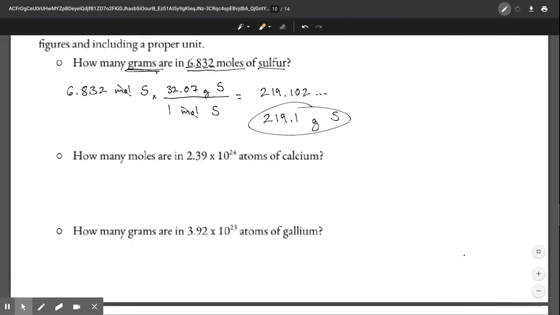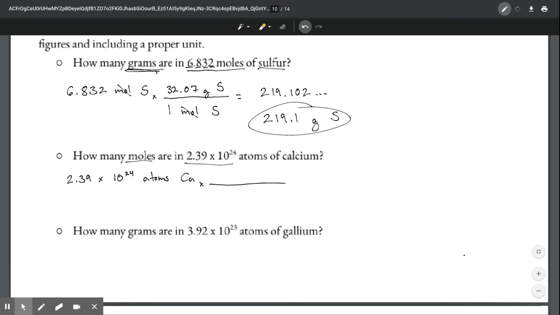How many moles are in 2.39 times 10 to the 24th atoms of calcium? So again, we start with what they're giving us, 2.39 times 10 to the 24 atoms of calcium, which we're aiming for moles, so we're going to need to use the atoms to moles conversion.